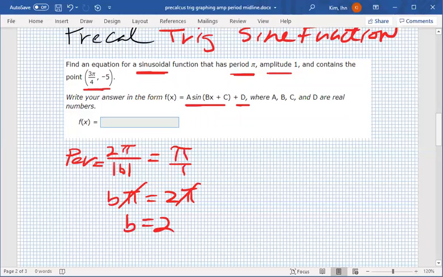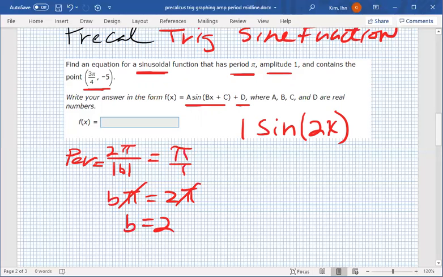And you know the amplitude is 1, so it's going to be 1 sine of 2x. 2, because remember the b value, 2 pi over 2 is going to be pi, and pi is our period. Remember the period here is not 2 pi, but it's pi.